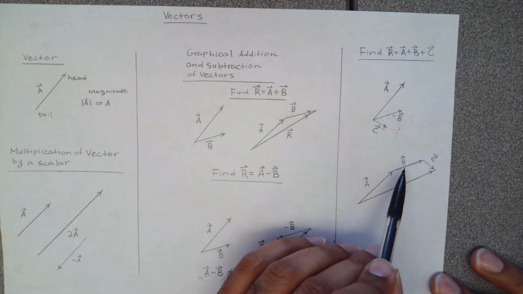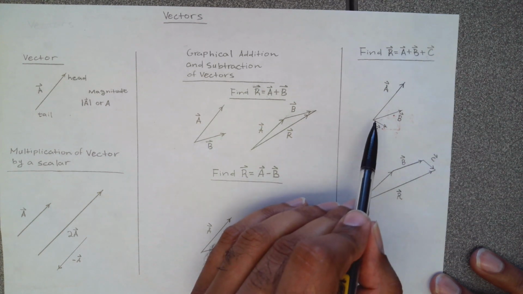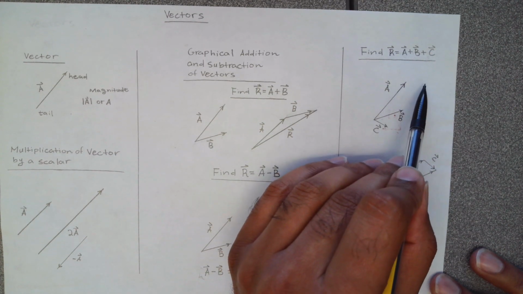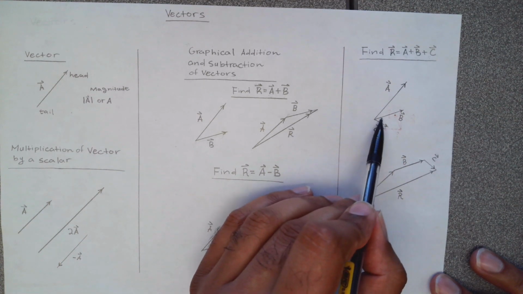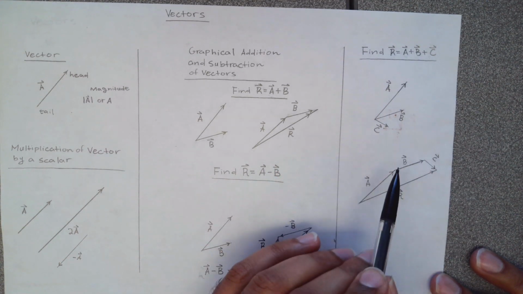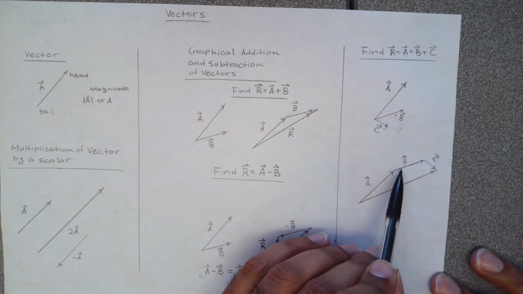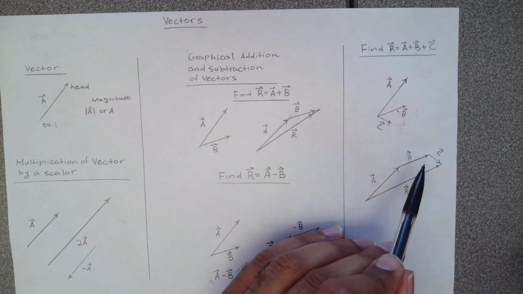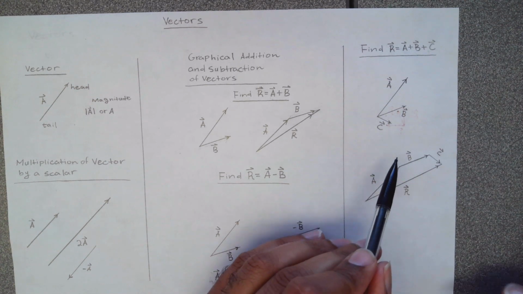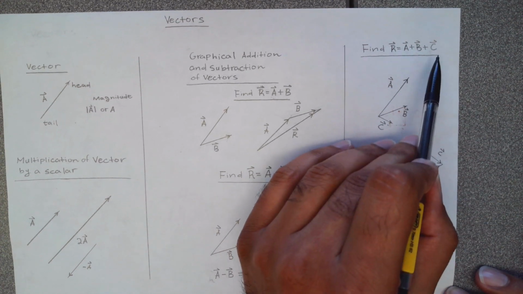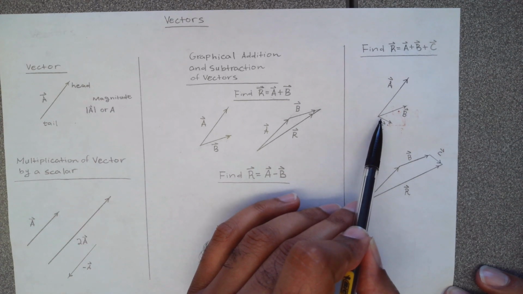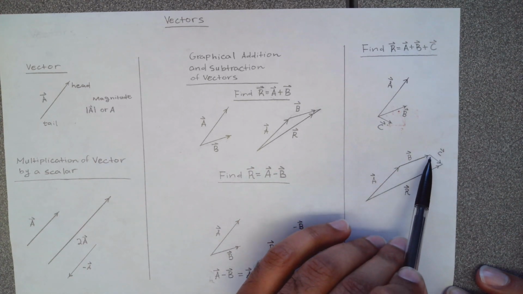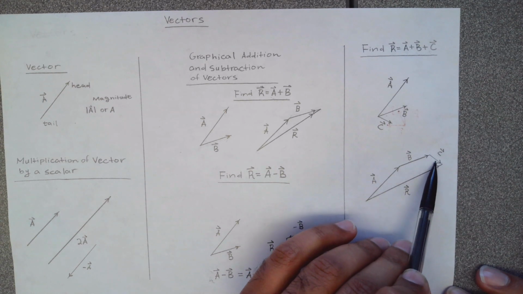It goes in the same direction. I have just transported this vector to the head of A. So that is what you see here. And then I have another vector, which is C, that I want to add. So now I will take C and I will put the tail of C to the head of B. And this is exactly what you see here.